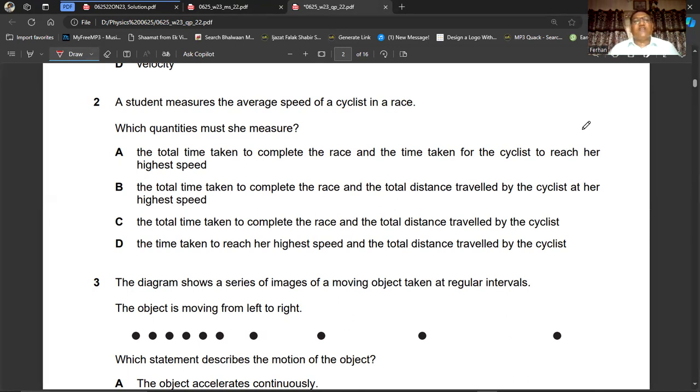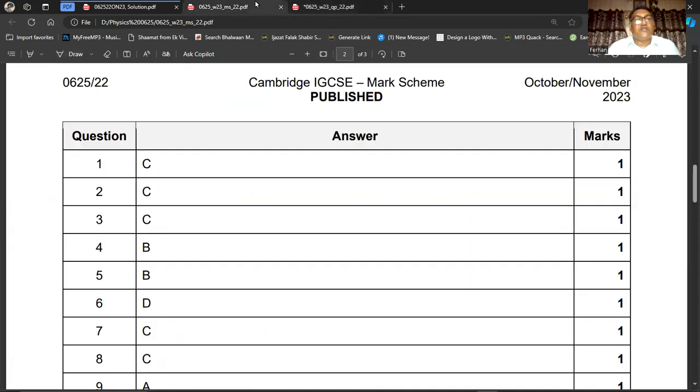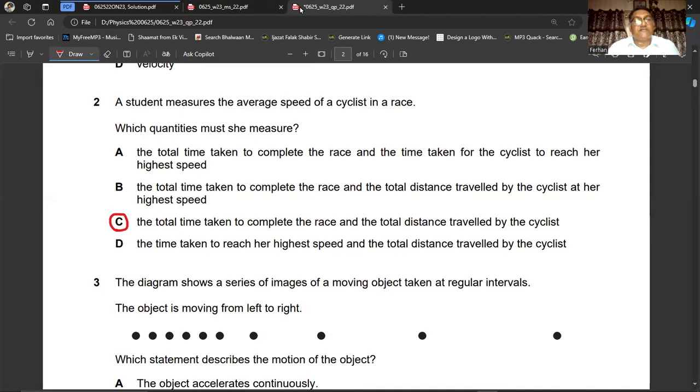In option A, the total time taken to complete the race and the time taken for the cyclist to reach her highest speed. That's wrong. The total time taken to complete the race and the total distance traveled by the cyclist at her highest speed. No, the total distance traveled in the journey. The total time taken to complete the race and the total distance traveled by the cyclist. I think this is the answer. The total time taken to reach her highest speed and the total time of the journey. So C looks the right option. Question number 2, C is the right option.